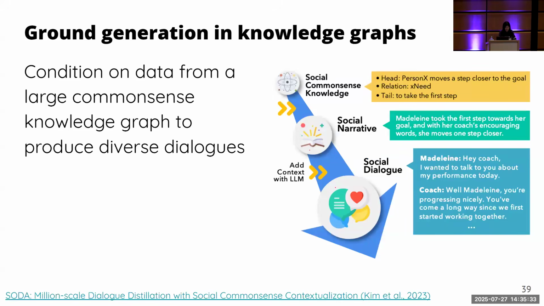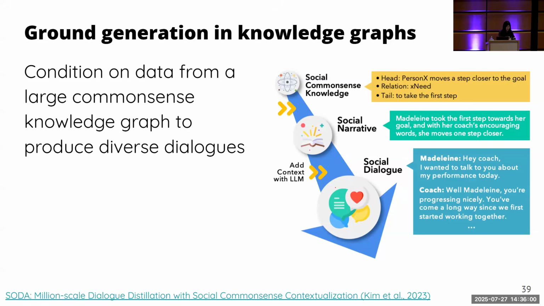As another example, you could ground your generations in a given knowledge graph. The dialogue dataset SODA was created this way. What they did was they used a very large social common sense graph. I think they used Comet. They first sample a tuple from this knowledge graph, and then they transformed that tuple into a narrative, and then they transformed that narrative into a dialogue.